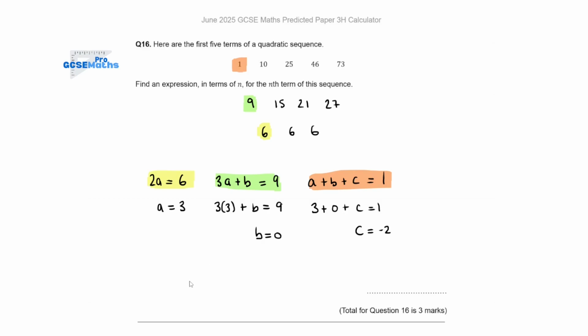Now, what do a, b, and c represent? Well, that's the format that we would write our answer in: an squared plus bn plus c. So in this case, we've got 3n squared. Because b is 0, we just don't have the bn, the middle term, which is fine. So don't write that. And then we have minus 2 at the end. So 3n squared minus 2 is the nth term of this sequence.